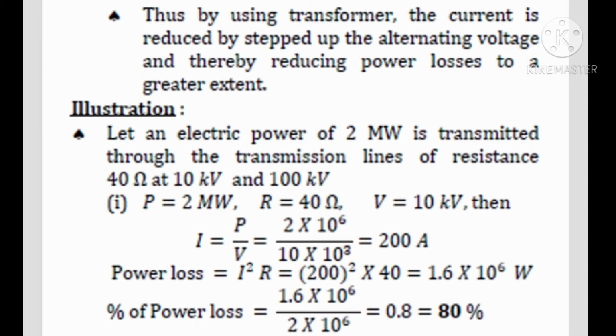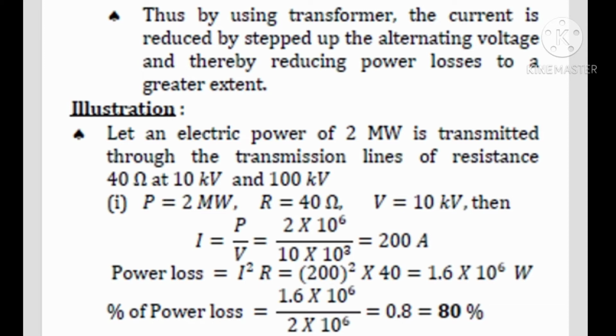Next one is about illustration. Let an electric power of 2 megawatt be transmitted through transmission lines of resistance 40 ohm at 10 kilovolt and 100 kilovolt. We are going to calculate the power loss and percentage of power loss here. First, let us write all the data. P is equal to 2 megawatt, R is equal to 40 ohm and V is equal to 10 kilovolt.